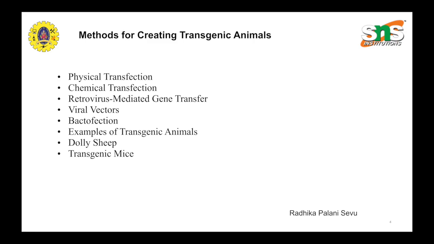The second method is the chemical transfection. One of the chemical methods of gene transfection includes transformation. In this method, the targeted DNA is taken up in the presence of calcium phosphate. The DNA and calcium phosphate co-precipitate, which facilitates the DNA uptake. The mammalian cells possess the ability to take up the foreign DNA from the culture medium.